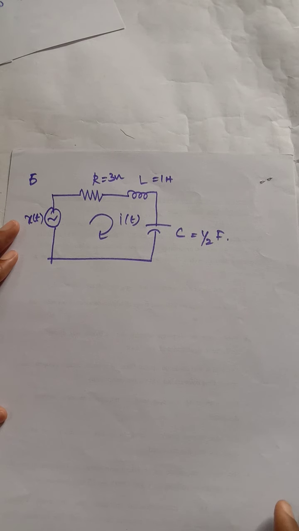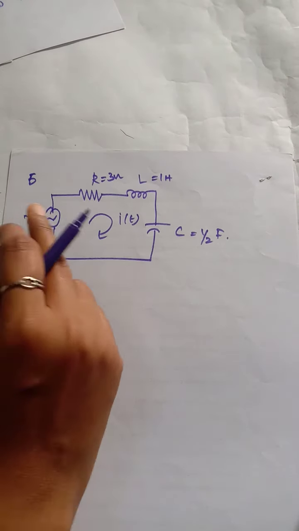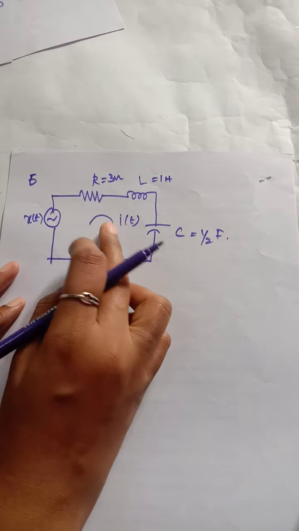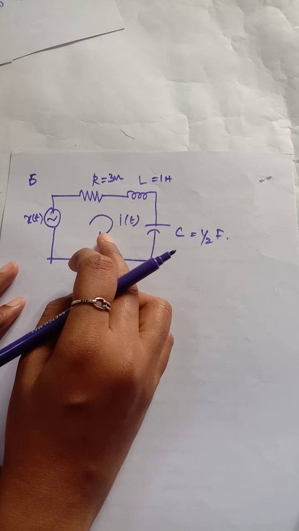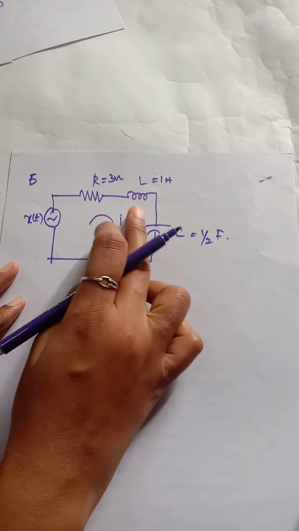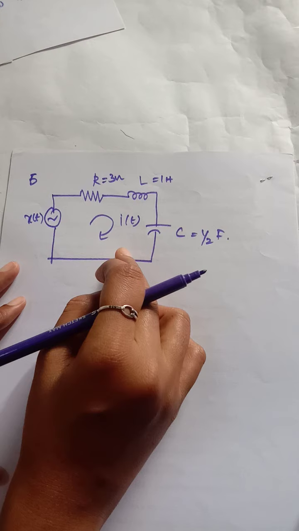So here consider an RLC circuit. In this, we need to find the response when the input is given. So here what you need to find is the current flowing through the circuit, because it is in series, the current flowing through the circuit is the same.